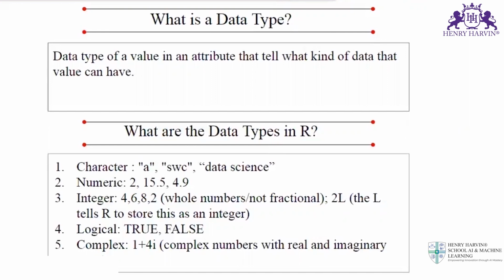Integers are the whole numbers or non-fractional values like 4, 6, 8. In our language, we add a capital L to that integer number so that it can be saved in the form of an integer. Next is logical. Logical data type means the value is TRUE or FALSE. Complex data type means it is a combination of a real and an imaginary part, that there should be a number along with an imaginary part.